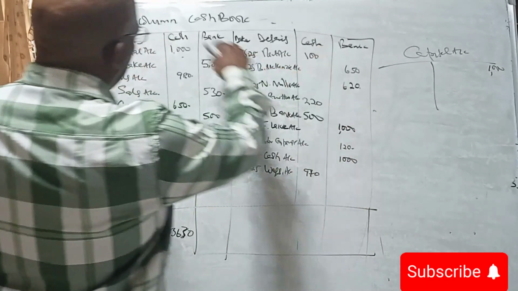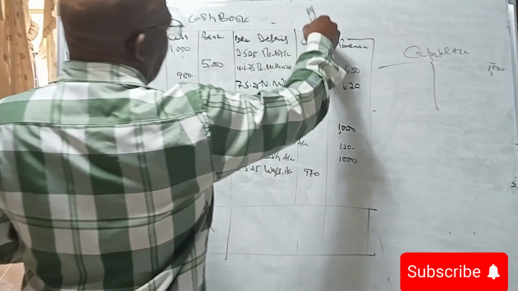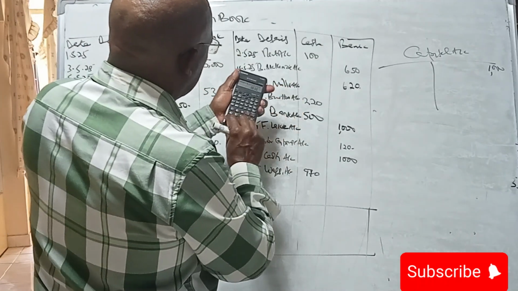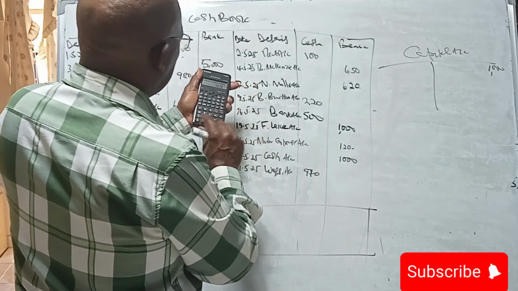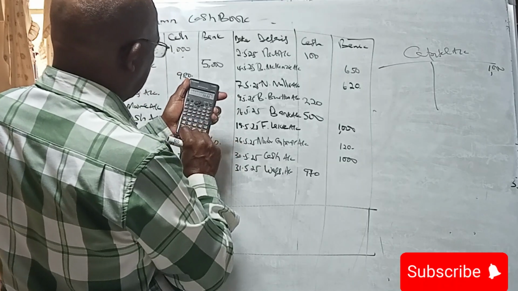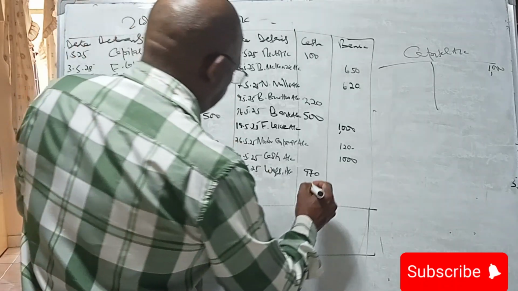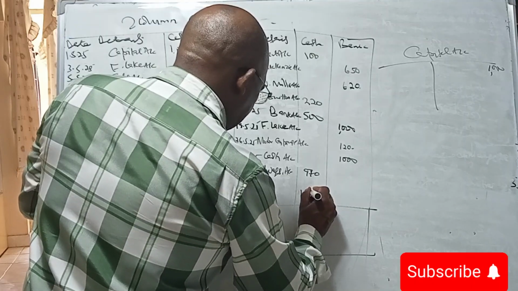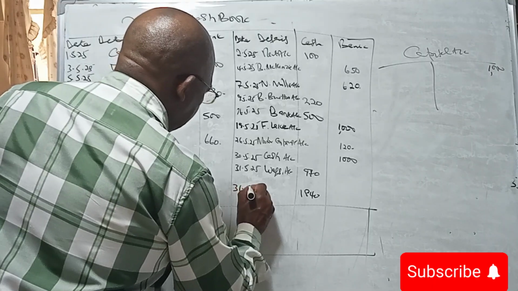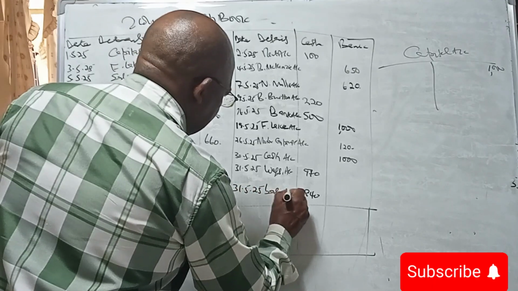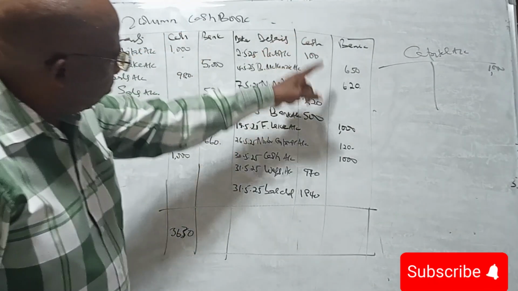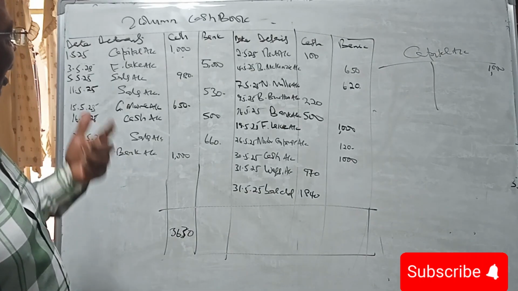We subtract the total cash payments from the cash column: minus 320, minus 100, minus 220, minus 500, minus 970. We get 1840. That's the balance at the end of the month. So on 31st of May 25, we say balance carried down.